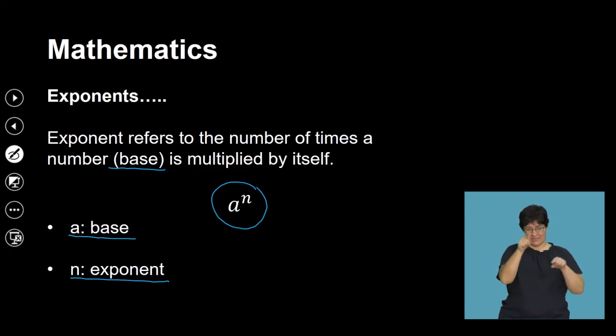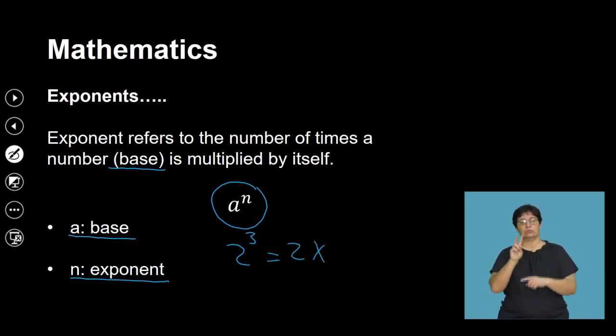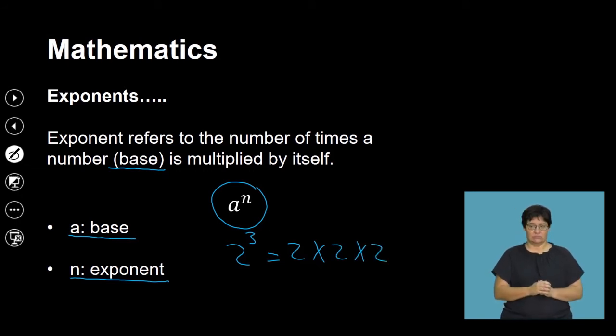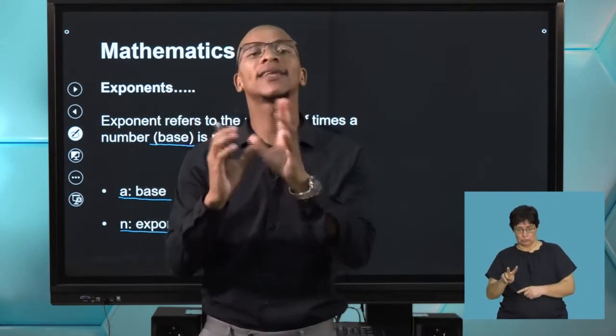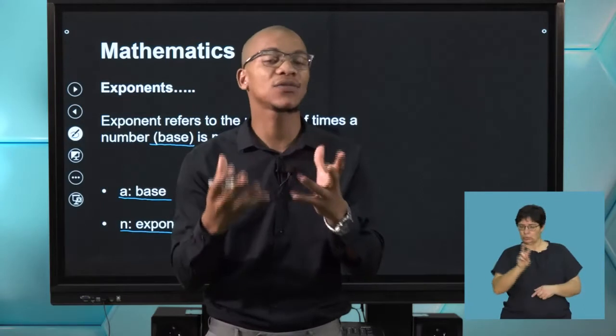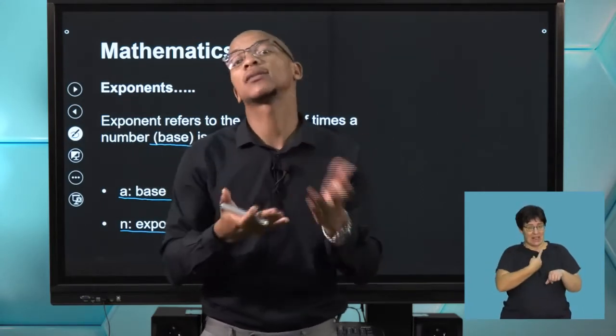So for example, let's say I have 2 to the exponent of 3. The 2 will be my base, and the 3 will be how many times I'm going to multiply the base by itself. Since it's 3, I'm going to multiply it by itself 3 times. So that will be 2 multiplied by 2 multiplied by 2. That's 1, 2, 3 times it is multiplied by itself. Please don't think that I'm saying it's 2 multiplied by 3. No, it's 2 multiplied by itself 3 times. That's what an exponent is about, because the definition is how many times the base is multiplied by itself.